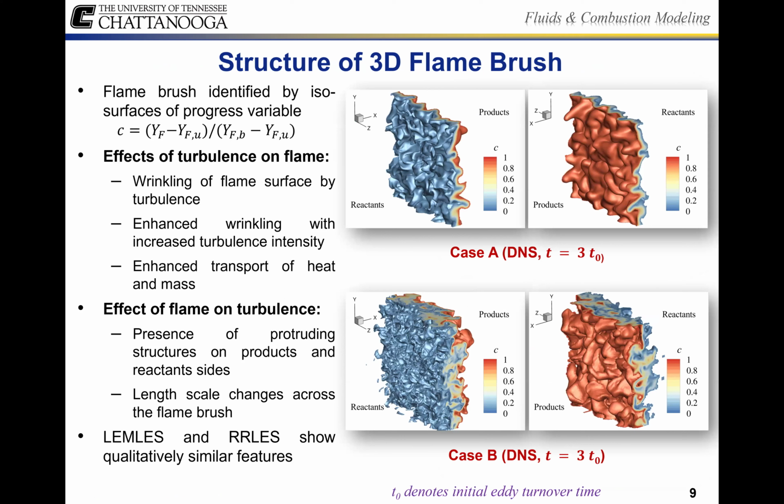All right, so the figures included here show the instantaneous structure of the flame brush obtained from the DNS of both flames. So we have case A, case B. The samplings were done at 3 eddy turnover time. So we can observe intense wrinkling and stretching of the initially planar flame surface by the turbulent eddies. The effect of the heat release and the associated thermal expansion across the flame is apparent in terms of the increase in the overall length scale associated with the protruding structures on the reactants and the product side.